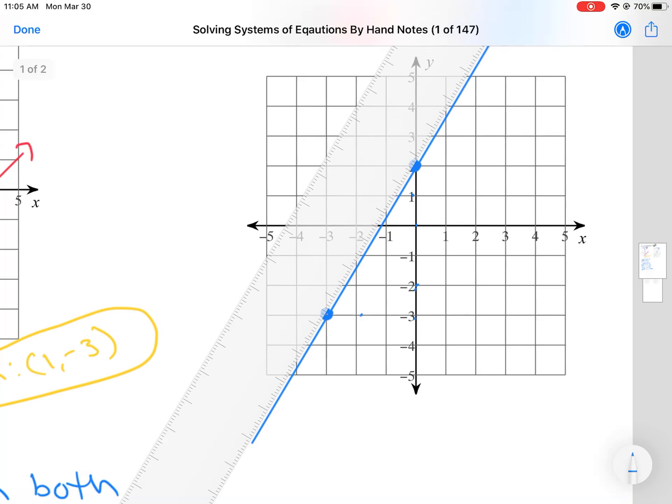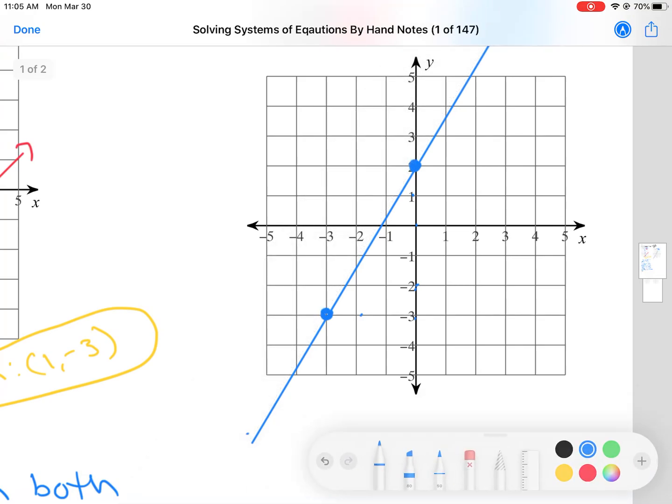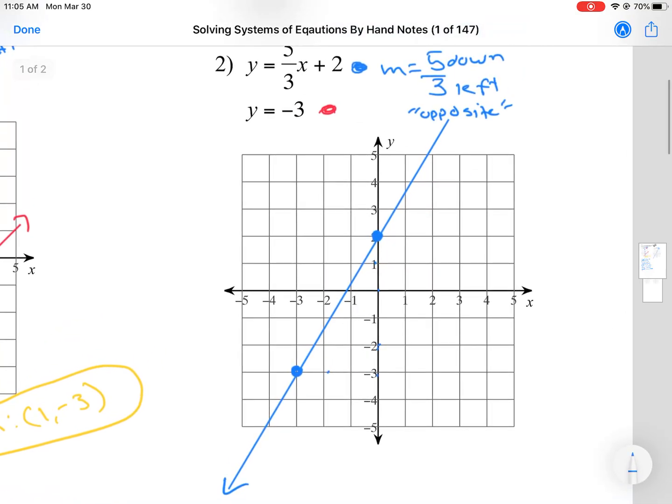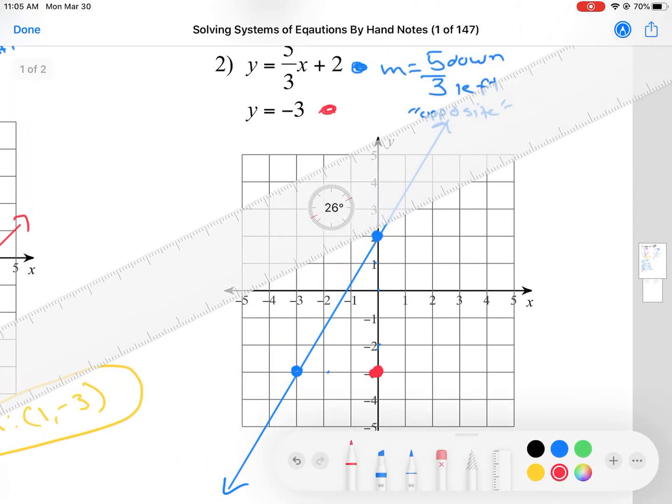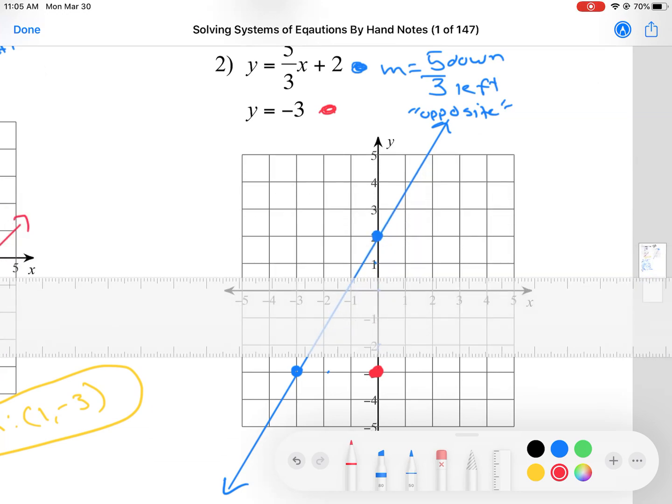I'll graph these. I'm an artist now. I get it. I'm not bragging or anything. Good. Got my 2 lines. Now I'm going to graph my next one. y equals -3. Remember, guys, that's a horizontal line. These are horizontal lines on the y-axis of -3. So I'll draw that line.